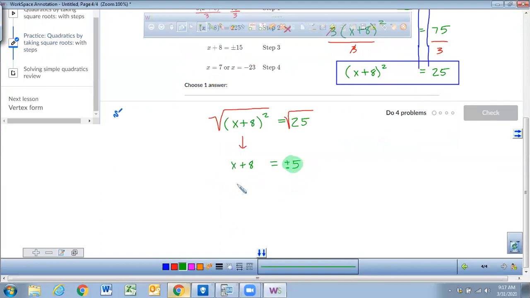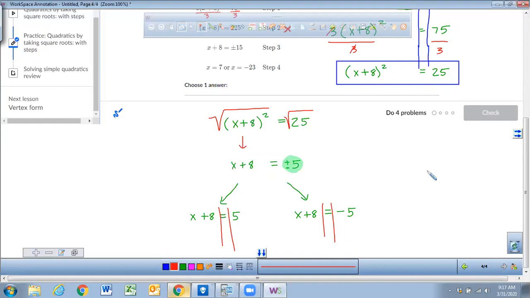So we're going to separate this into 2 different equations. I'm going to give you a chance to write this out. We're going to separate it into x plus 8, which means a number plus 8 could equal a positive 5, but x plus 8 could also equal a negative 5. So you're going to separate it into 2 different equations. There's our equal sign.